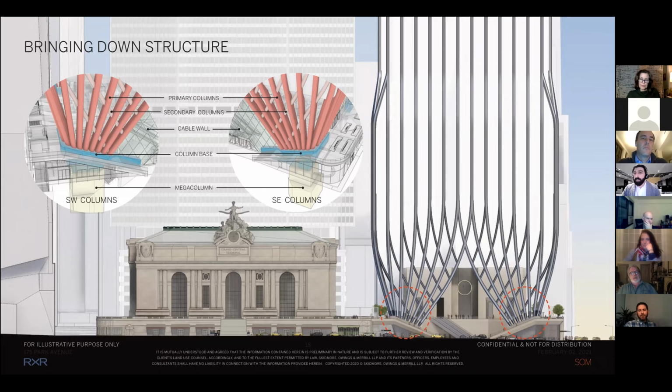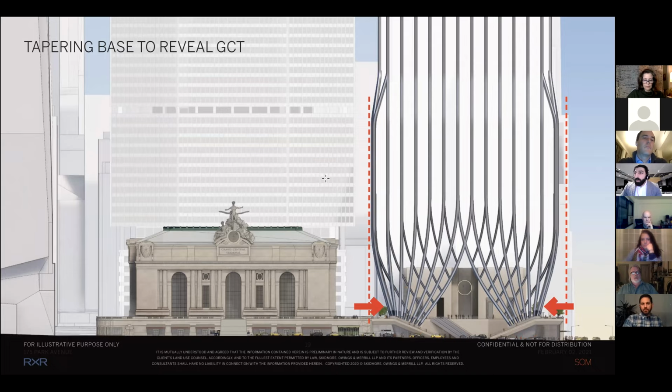Above here, you can see the way that those structural columns are going to bundle in order to meet concrete mega columns that will then descend onto bedrock. Other than helping us overcome this major structural limitation, this bundling of the columns is actually really going to help us set up this harmonious relationship in three ways. It's going to increase the available space between the terminal and our building. It's going to create new view sheds of the landmark from 42nd Street. And it's going to create open spaces available to the public that will valorize the landmark. And we're going to show you how.